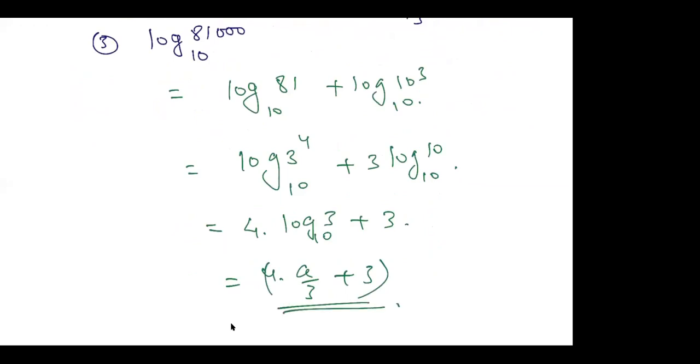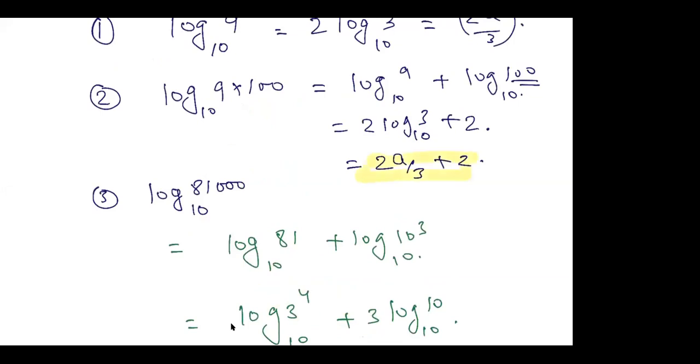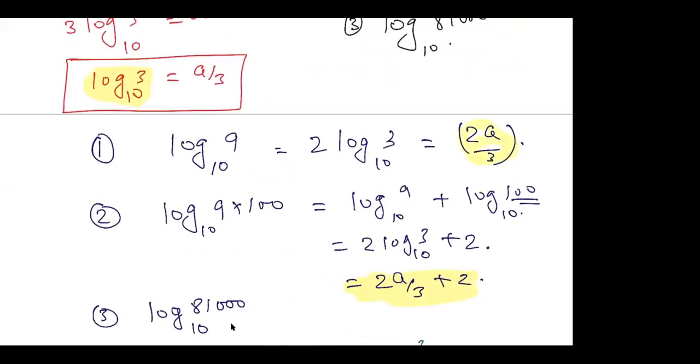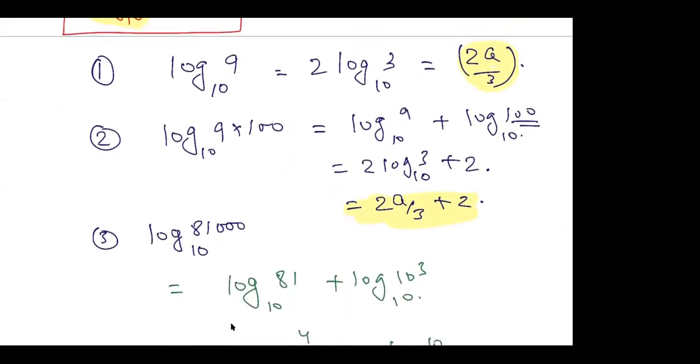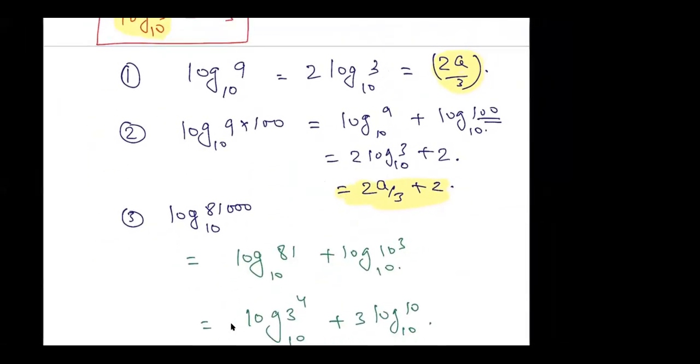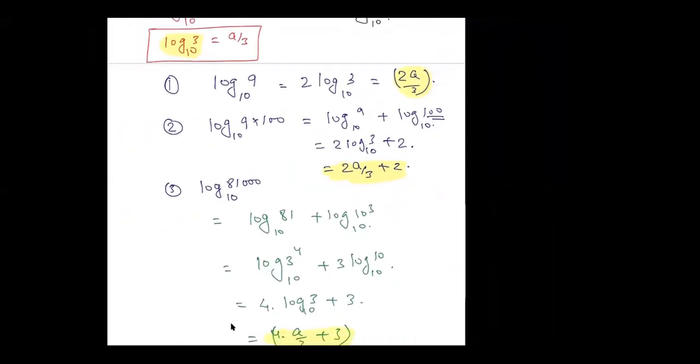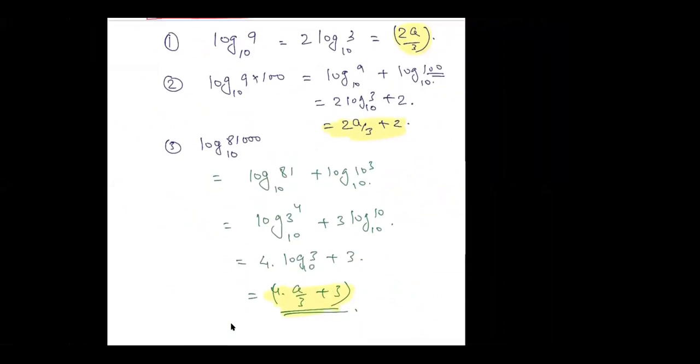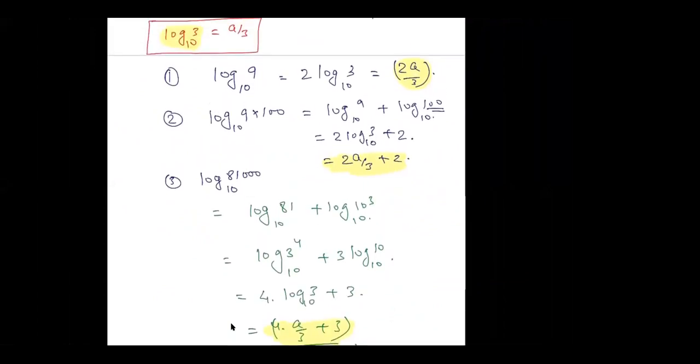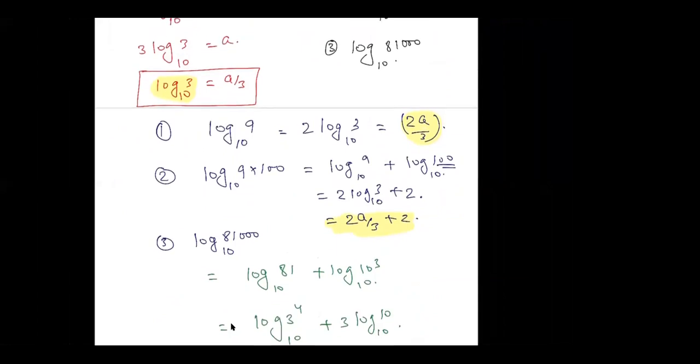How many of you got all the correct answers? First is this one, 4A by 3 plus 3. Second is this one, 2A by 3 plus 2. And third is 2A by 3. Right? This. You can start from there. Right.